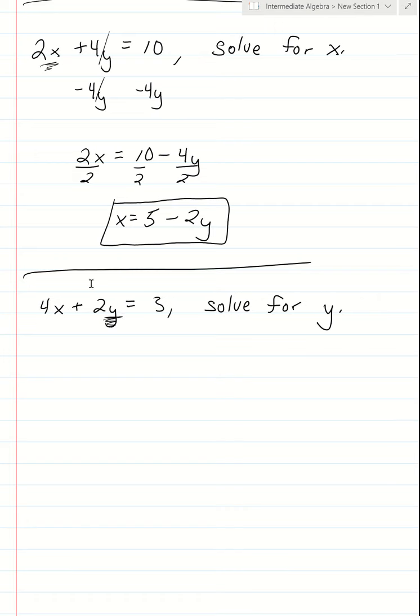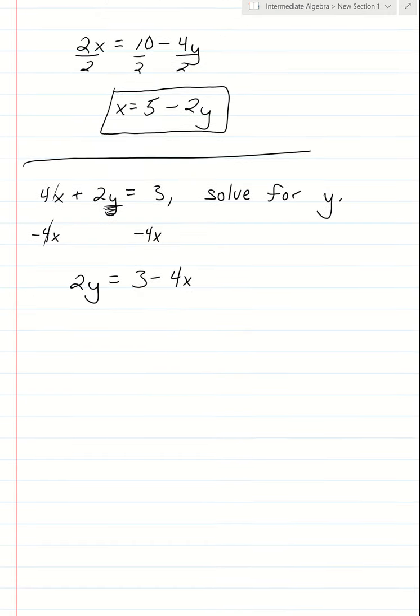So the first thing that we would have to do is eliminate the 4x. So I'm going to subtract 4x on the left and on the right. Here on my left side, 4x minus 4x will cancel, and we have 2y equals, here on the right, 3 minus 4x. Now we don't want 2y, we want just 1y. So what am I going to have to do but divide on the left by 2? That means I have to divide on the right also by 2.